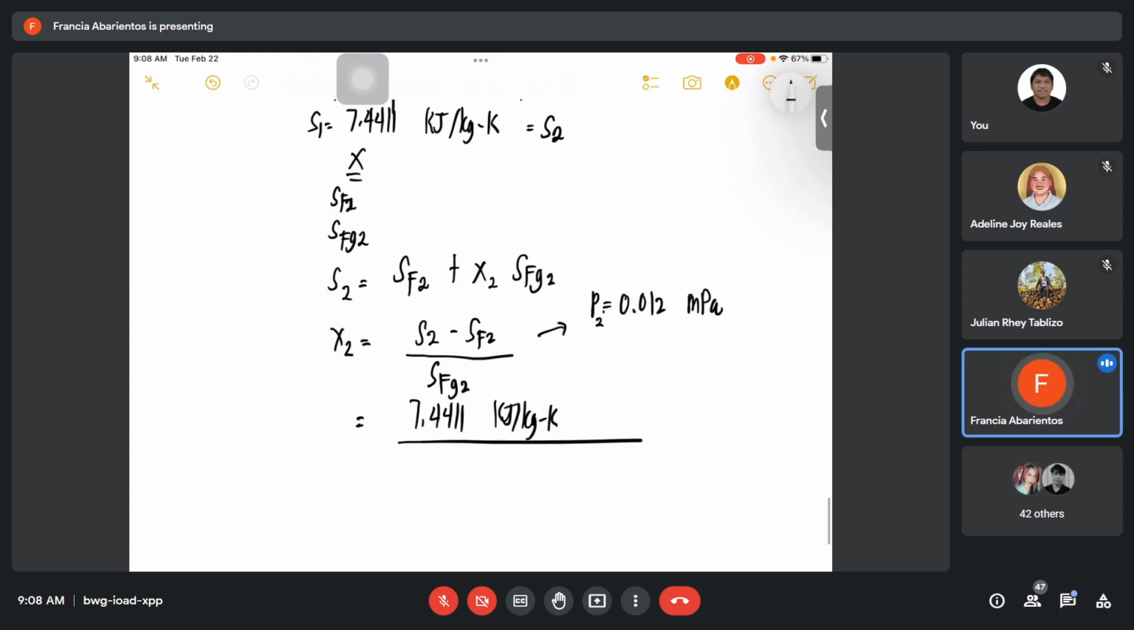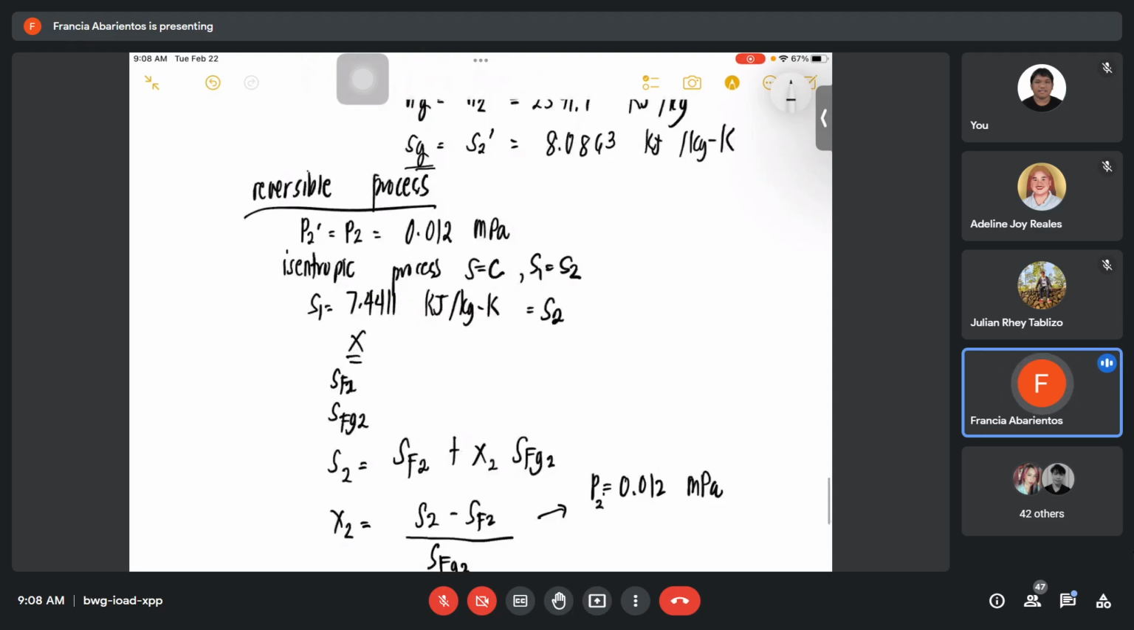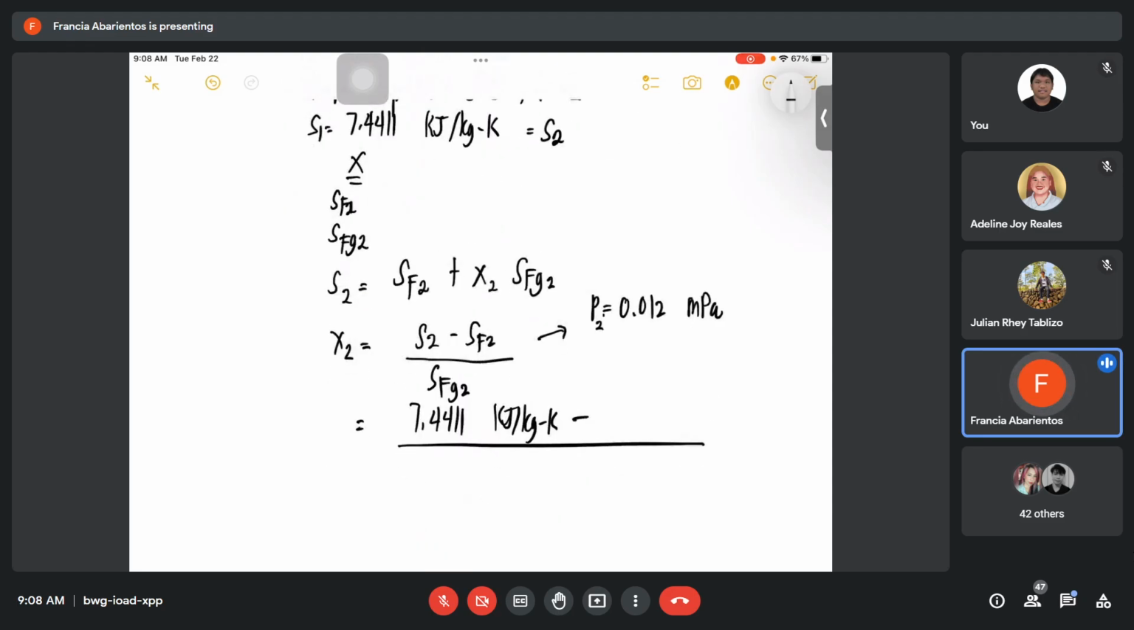Class ha, reversible process yung pinapakita ko dito. Reversible process. Okay. What is your SF at 0.2? Nakuha ba, class? 0.6963 kilojoules per kilogram Kelvin. And also your SFG, that is 7.39.